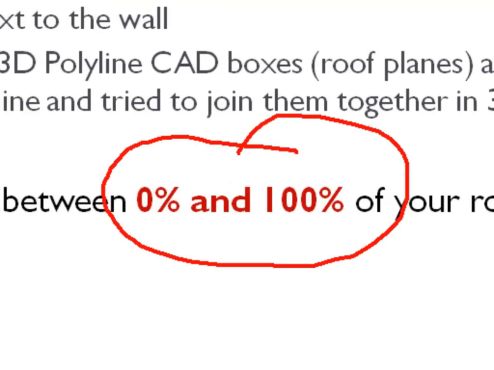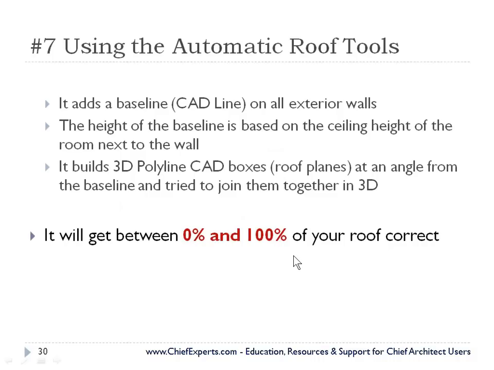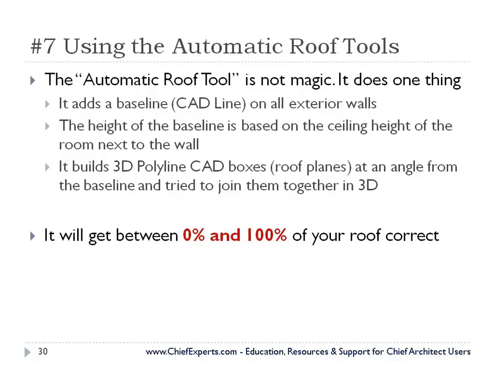The automatic roof tool is going to get somewhere between that and that correct on your roofs. If you have a simple house, it's going to get it pretty close. If you have a complex house, never mind. It's not going to do it. So it's going to get somewhere between those two numbers of your roof correct. The goal is to get closer to this number than this number. Although once you get good with the manual roof tools, it doesn't matter. You're going to get so good at it anyway.